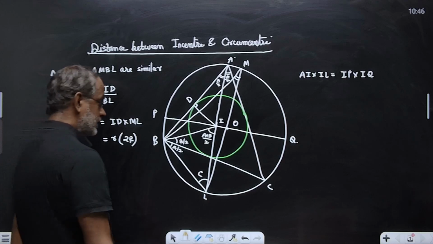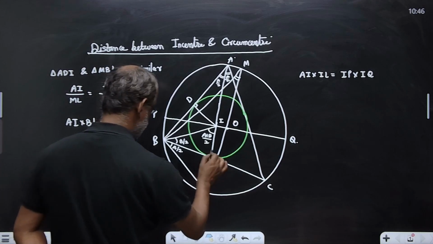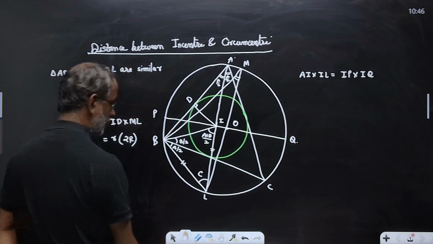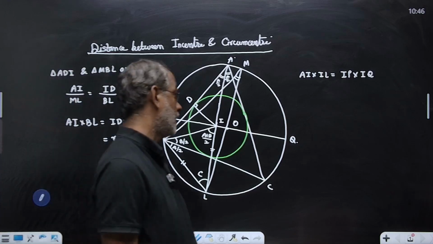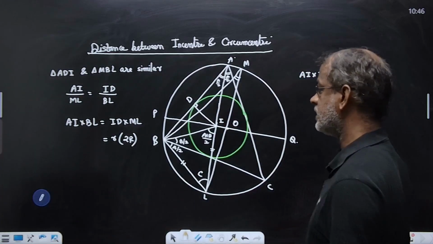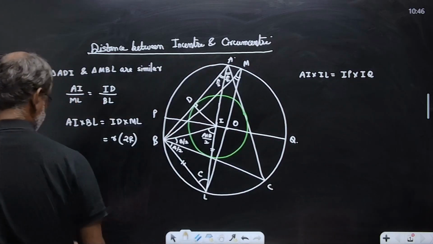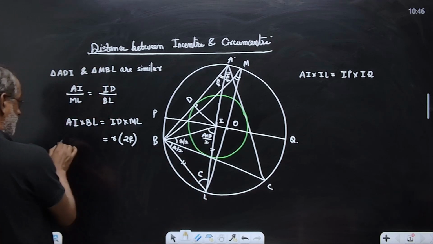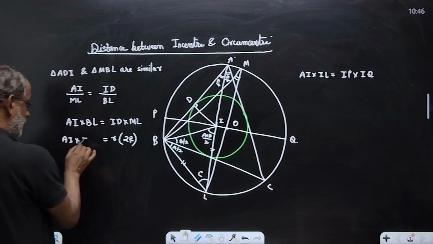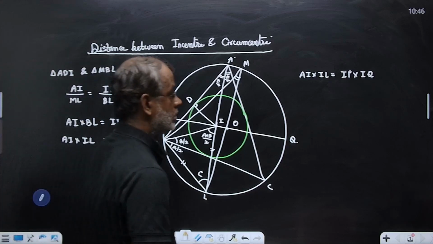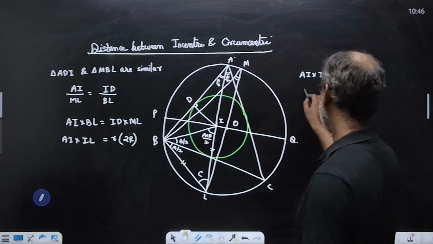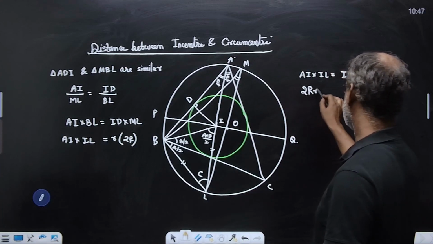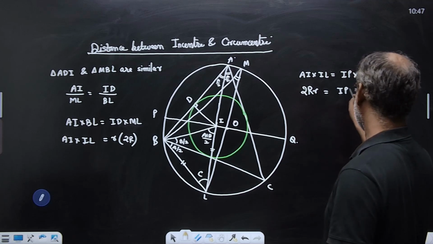So which two sides here are equal? These two sides are equal. IL and BL are equal. That serves our purpose. So from this triangle we can say IL and BL are equal. So AI into BL is nothing but AI into IL. So this is 2Rr, which is IP into IQ.